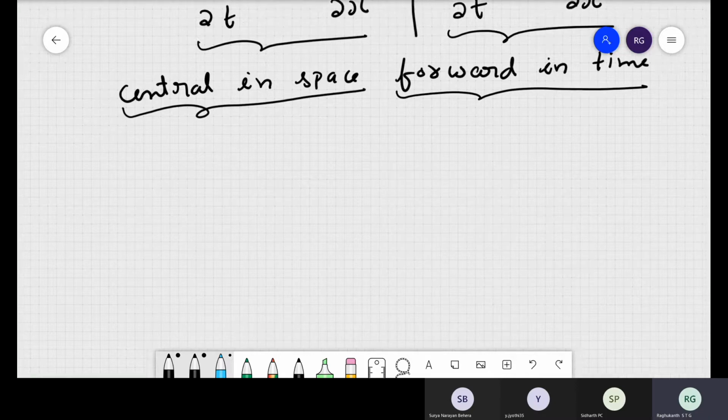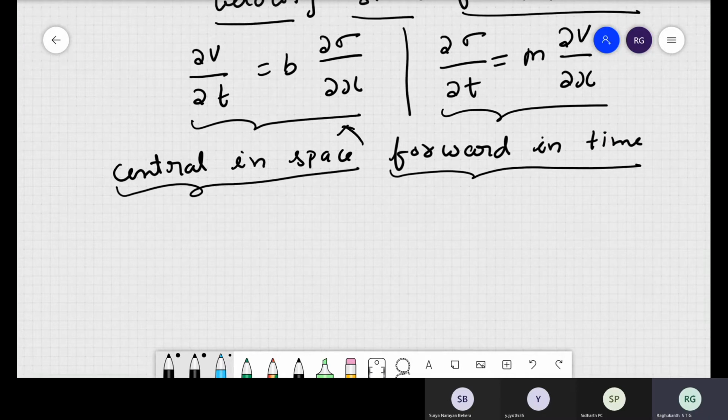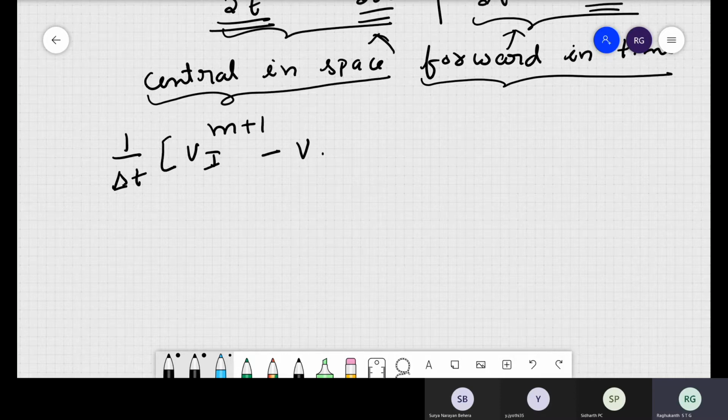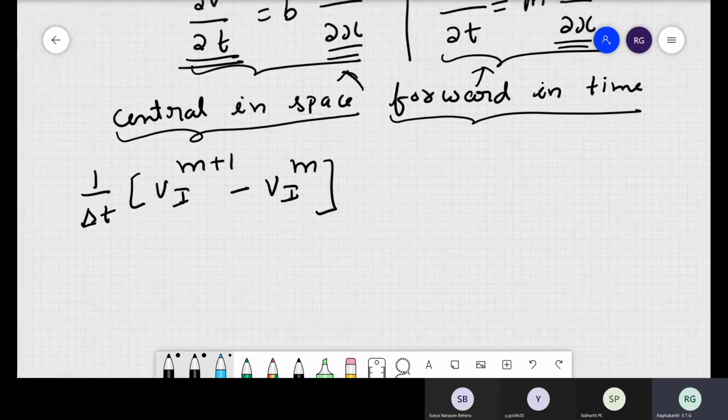Let us see this one. Now represent these two equations in finite difference. Wherever you see a temporal derivative, use a forward difference. Wherever you see a spatial derivative, represent it with the central difference scheme. So you can write this expression as 1 by delta t, v_i^(m+1) minus v_i^m. This is our forward derivative for dv/dt.